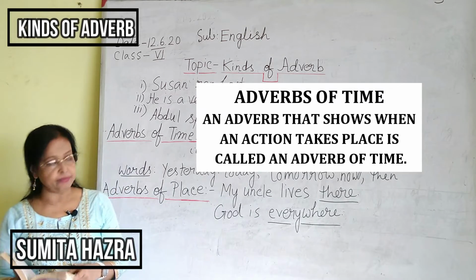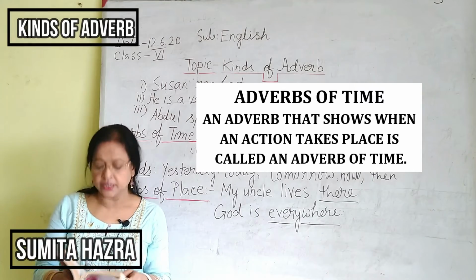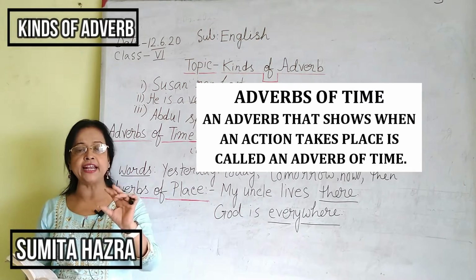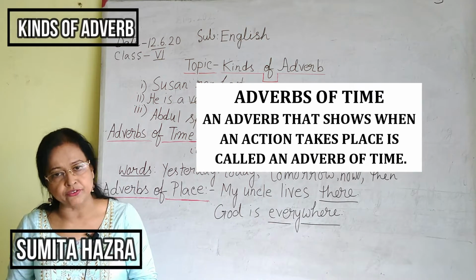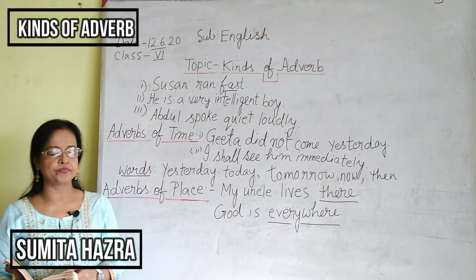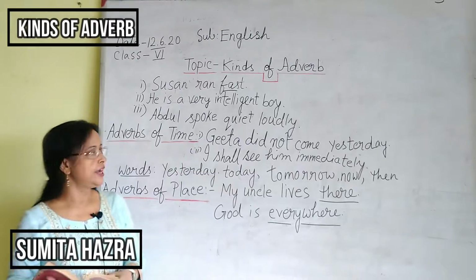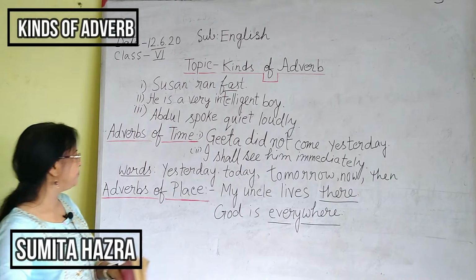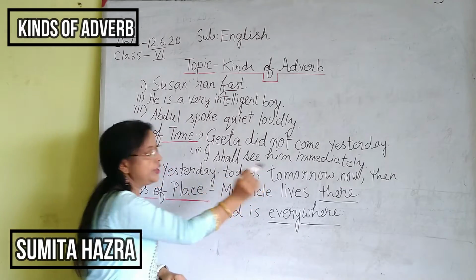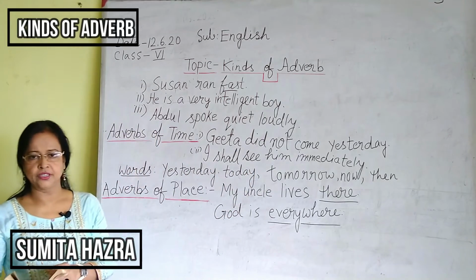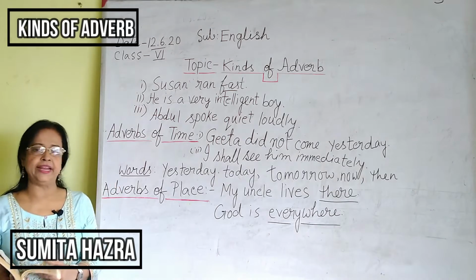Understood what I am telling? Adverbs of time, an adverb that shows when an action takes place is called adverbs of time. Here I have written some common adverbs of time. Yesterday, today, tomorrow, now, then. Okay? Now, adverbs of place.